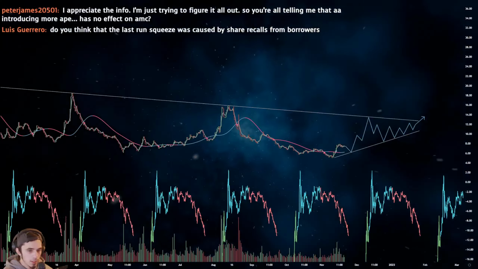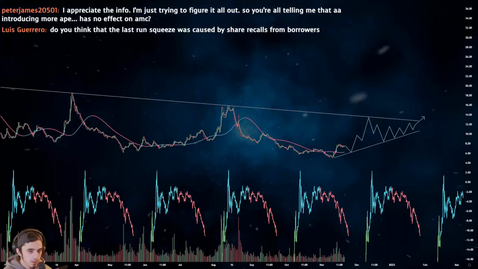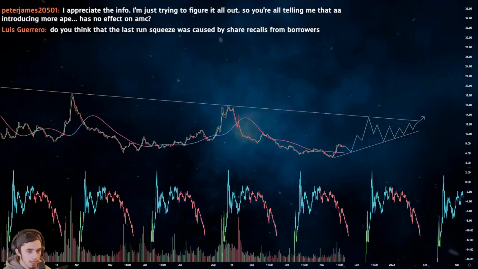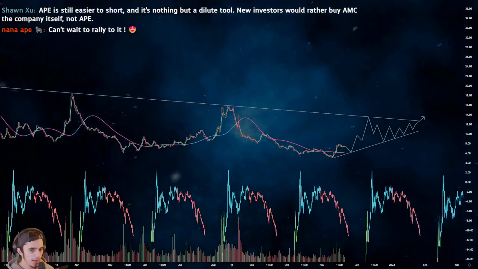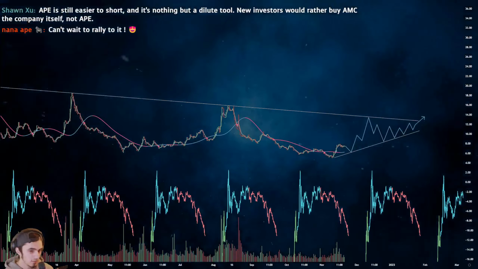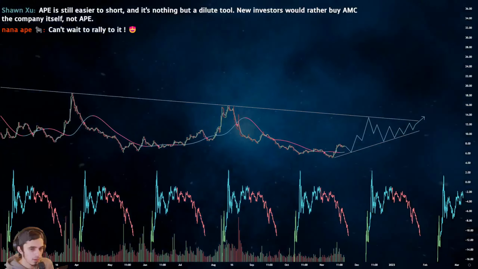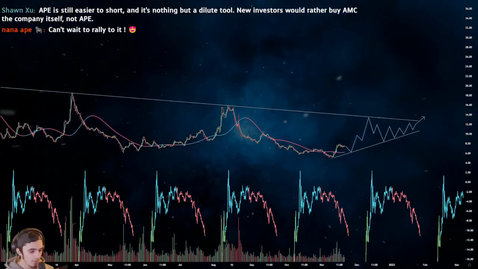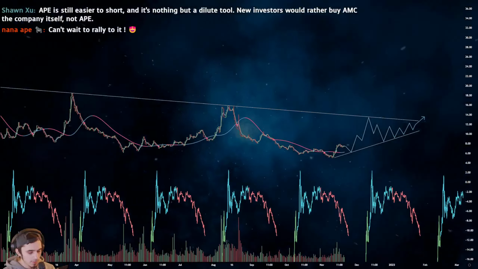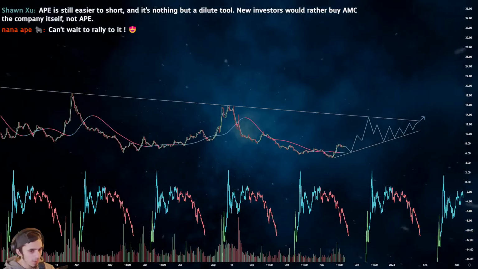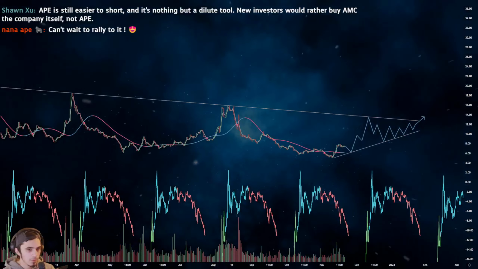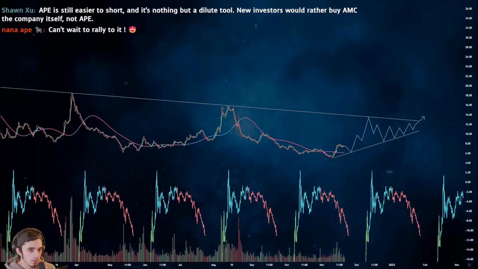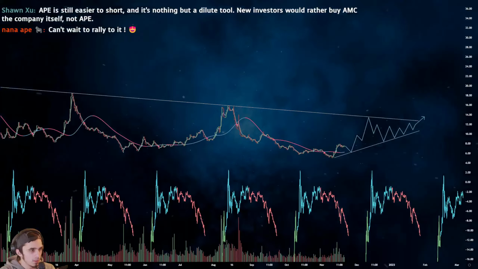Louise, do I think the last run squeeze was caused by share recalls from borrowers? The last run, are you talking about the major run we had in January, or are you talking about the June run up? Those are two major ones we've had, but August and March of this year were smaller rallies, but they were rallies. For sure. Matt, thank you, man, for coming.